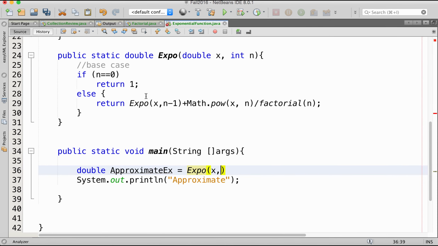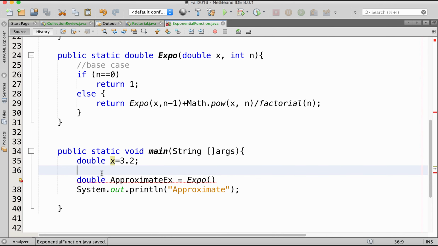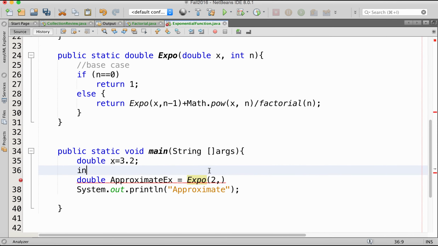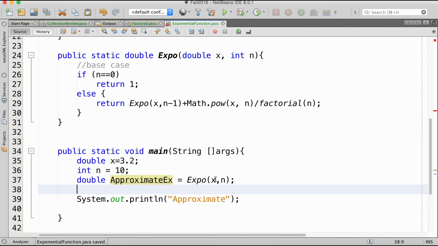Exp. So I'm going to define a double x, for example 3.2. I'm going to call my function with the value of x, and I'm going to define an int for how many iterations. Let's say 10, and we can change these values later. So this is x, and this is n. This is an approximate value.